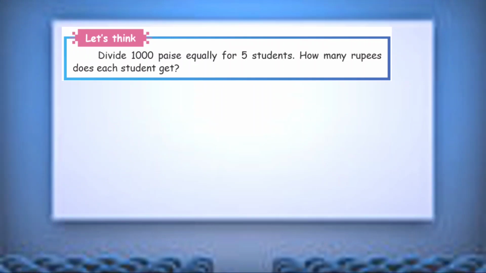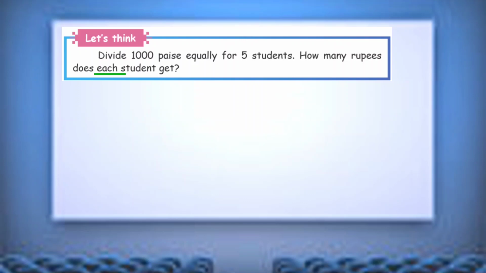Let us see. Divide 1005 equally for 5 students. How many rupees does each student get? So here we are going to do the division, because "each" is the hint word for division. So if you see "each", try division. You understand what I am saying?